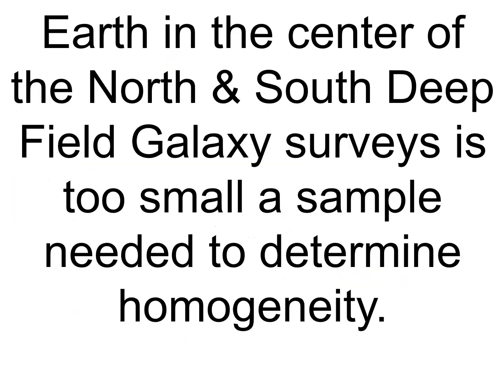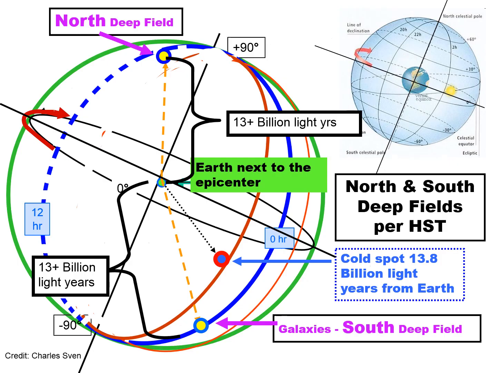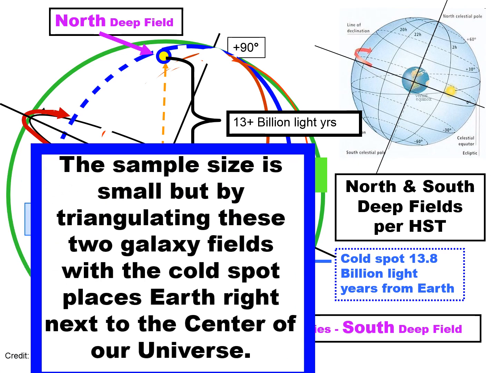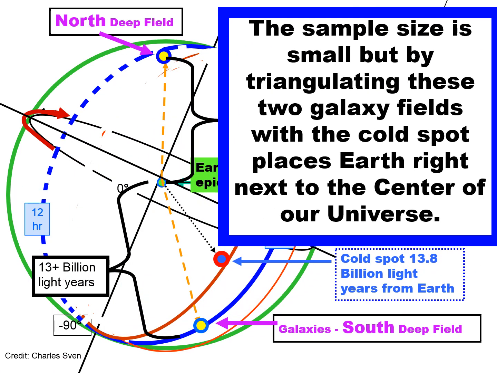page 45. Very slow Earth as part of the Milky Way galaxy in the center of these North and South Deep Field galactic surveys is too small a sample needed to determine homogeneity. But triangulating these two galaxy fields, along with the cold spot, places Earth right next to the center of our universe, a very prominent position. That cold spot was found embedded in the cosmic microwave background radiation field.